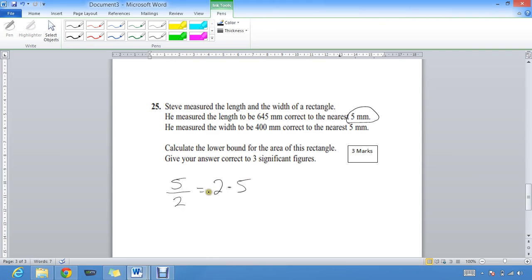Right, he measured the width to be 400 millimeters, correct to the nearest 5 millimeters. Calculate the lower bound for the area of this rectangle. So draw out your rectangle. So the lower bound it needs. So we need to work out the lower bound for this. Which, if you want, pause the video now, and then you can have a go at it, and then come back and see whether you at least got the right measurements.